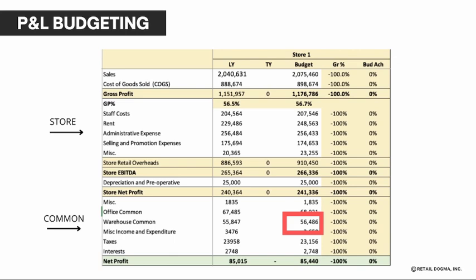Separating store level from total profitability, as you can see in this P&L under store profit, allows us to make better decisions on store openings and closures. It shows you if the store on its own is profitable or not. So let's continue.